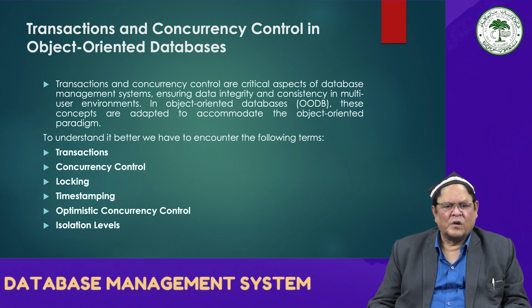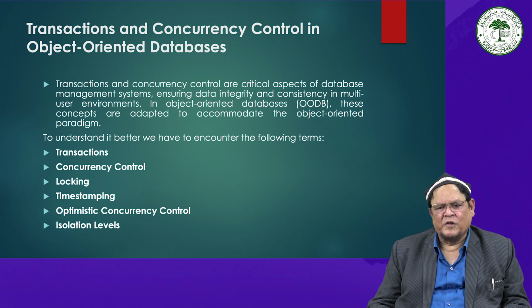For instance, locking allows us to restrict access to shared objects, ensuring that only one transaction can modify an object at a time. Timestamp-based concurrency control assigns unique stamps to transactions, enabling conflict resolution based on the order of operations. And optimistic concurrency control assumes conflicts are rare and allows transactions to proceed without locking, but checks for conflicts before committing changes.